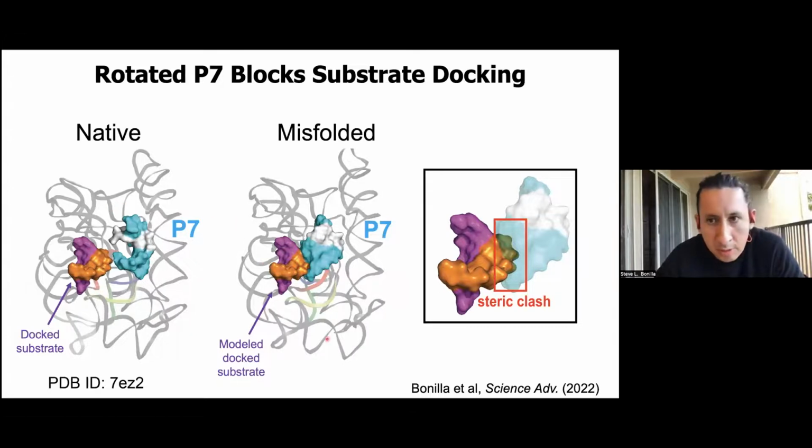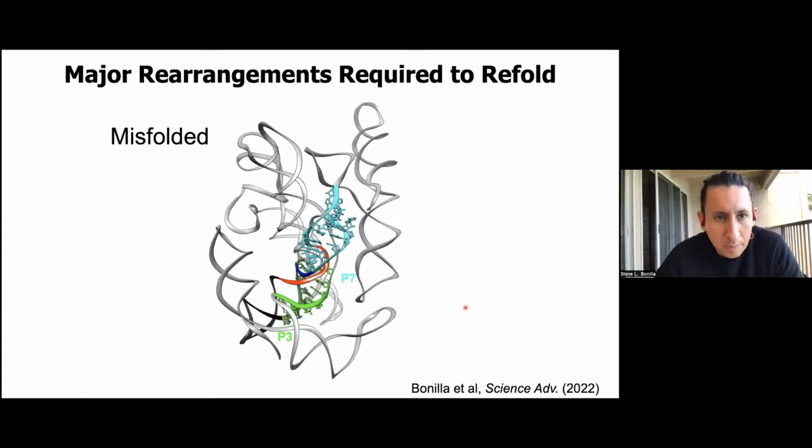These two states are very similar globally. Now, even though they look very similar, when you examine the structure and ask how many rearrangements you need to make to go from the misfolded to the native state, it happens that it's actually not very simple. This is just a model that I built by moving things around, just to get a sense of what type of rearrangements you would need to go from the misfolded to the native state.